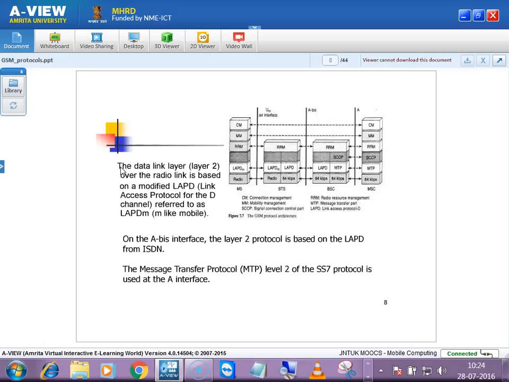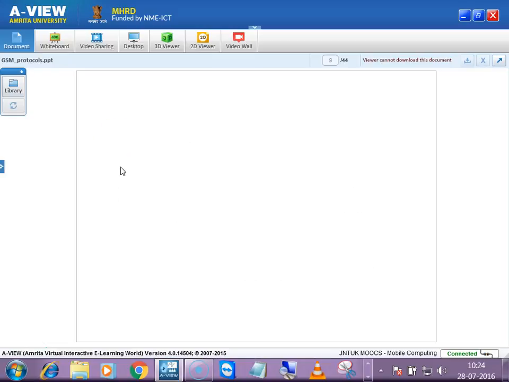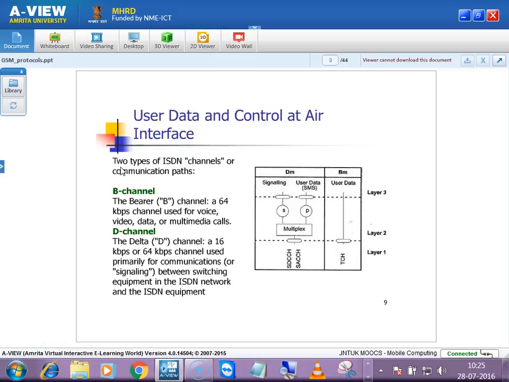Okay, see here, when coming to the data link layer, the radio link is based on a modified LAPD, link access protocol for D channel, referred to as LAPDm. I told you, the interface between these two is LAPDm, whereas the interface between BSC and BTS is LAPD. Same thing: he is explaining the protocols and the interfaces present between the layers, just giving the summary of that.